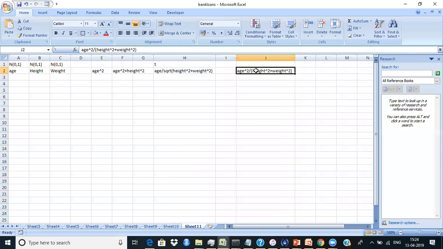Not for the age. For the numerator of this ratio, the degrees of freedom is 1. For the denominator, it is 2. Yes. 1, 2. It's a pair of numbers. This is a T distribution with the degrees of freedom 1. Sorry, degrees of freedom 2.